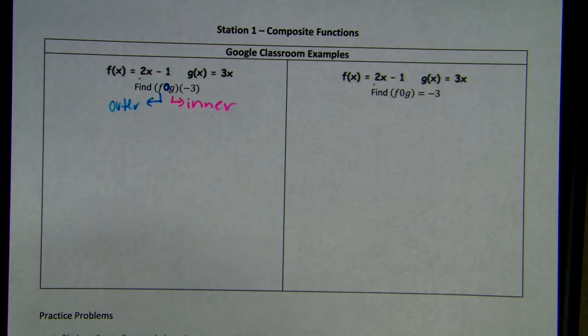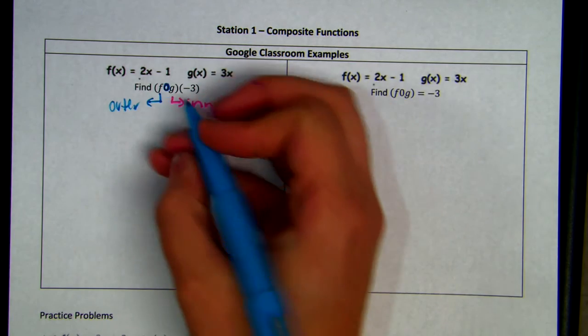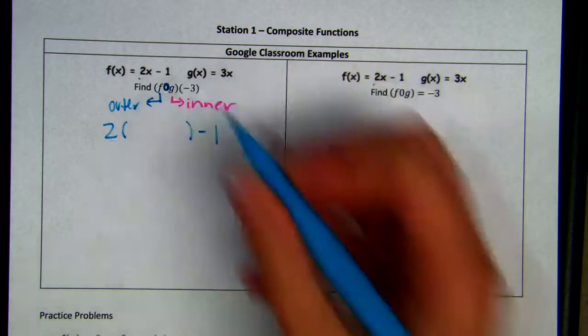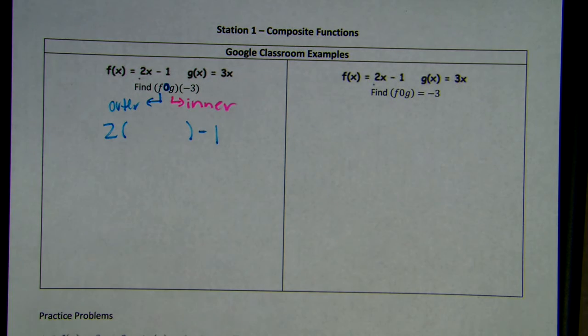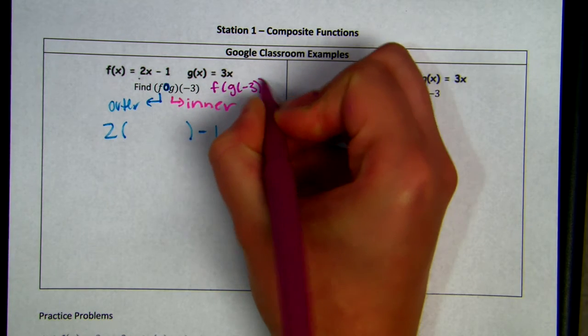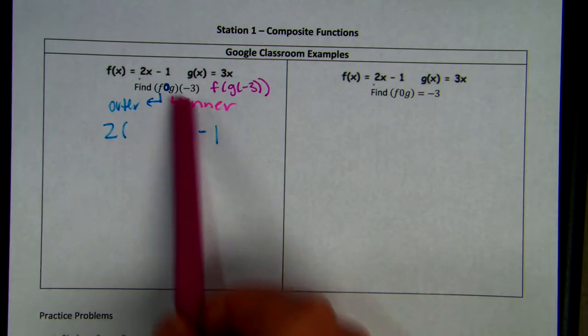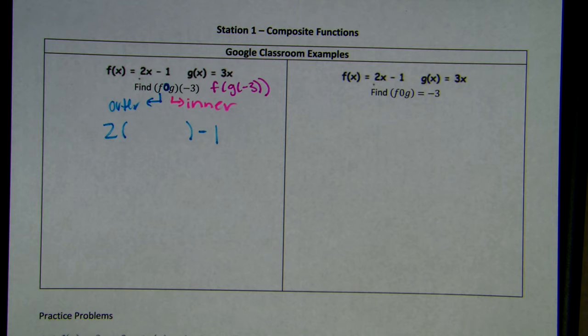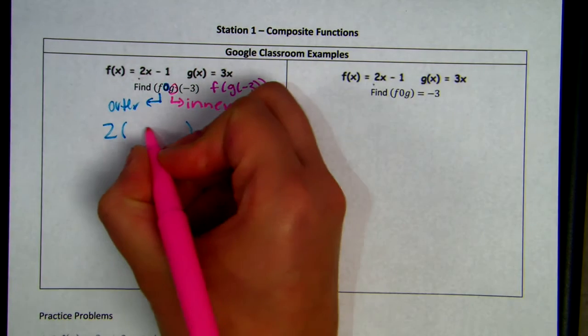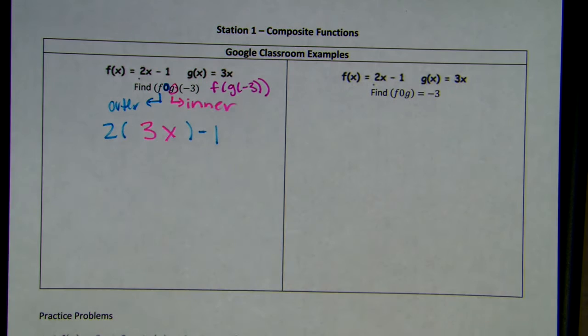So what do we do first? We set up our outer function. We have 2 times blank because we're substituting in g of negative 3. I'll rewrite it in case that's more helpful. This also looks like f of g of negative 3. So we have 2 times blank minus 1, that's our f of x, filling in g of x with our inner function. g of x equals 3x. So this is our setup: 2 times 3x minus 1.